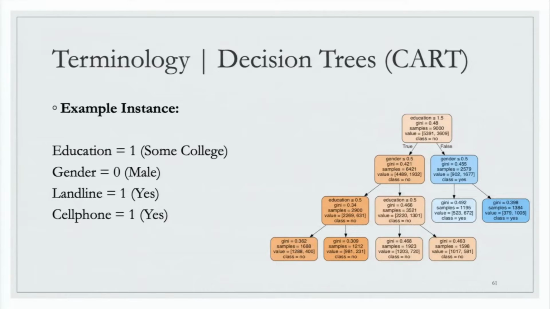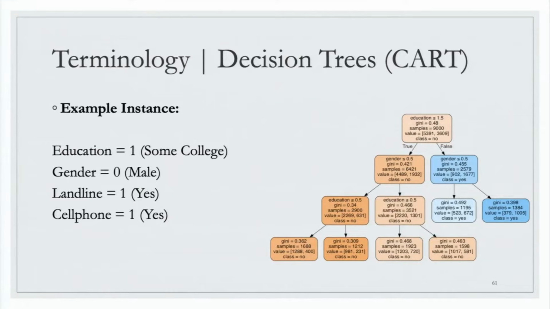If instead we had a different respondent or a different person in our sample, they have some level of college but not a college degree. So again, we check the top attribute. Education of 1 is less than or equal to 1.5, so we go to the left. Now this one checked gender next. Gender was a 0, so we go to the left.